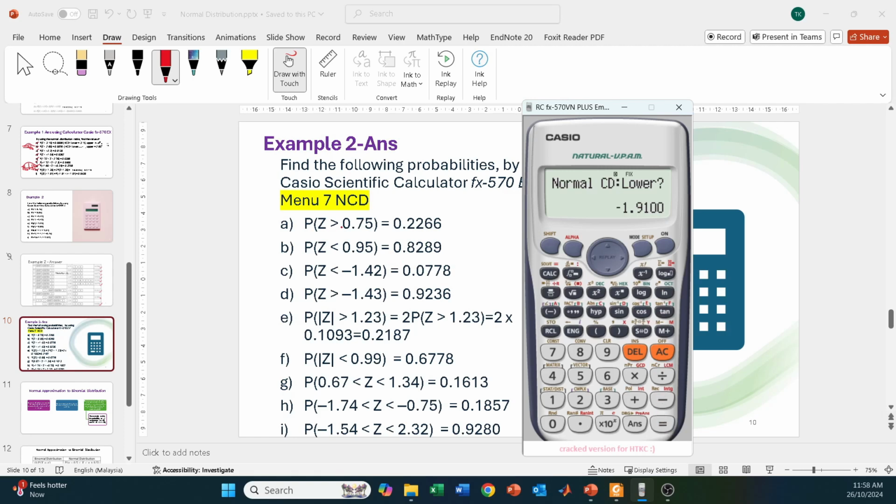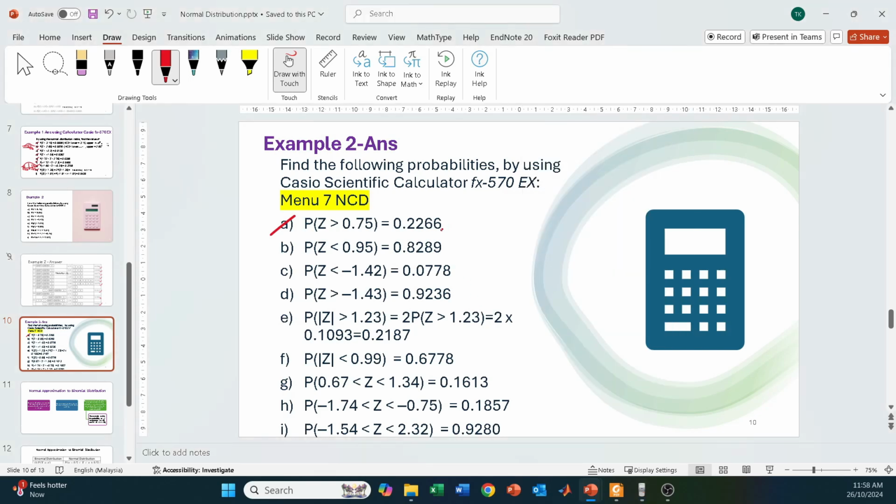So lower will be question A. Focus on question A. Lower is 0.75. Upper is a big number, up to 9 times 10 to the power of 99. Sigma 1, mu 0. 0.2266.